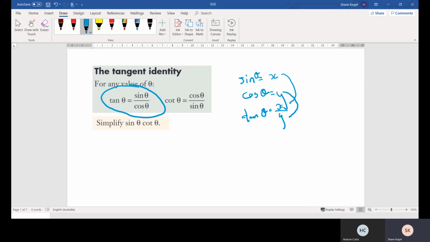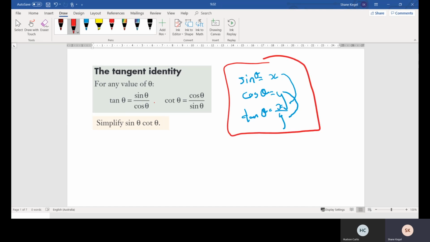And given that fact, we can also determine cot. Remember, cot is the inverse of tan. So all we're doing to get cot from tan is inverting this fraction, so we get cos over sine instead of sine over cos. So these two identities help us out, and you can remember these identities from the fact that sine was x, cos is y, tan is x on y. So therefore, tan must be sine divided by cos. Cool. So knowing that, we're going to simplify this question here.